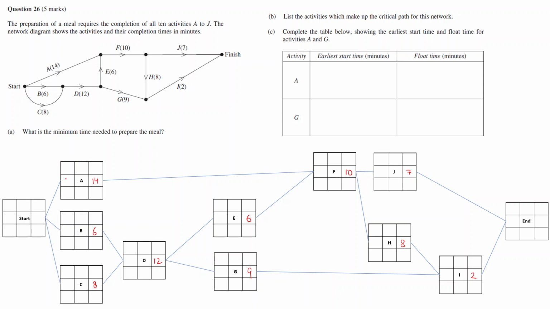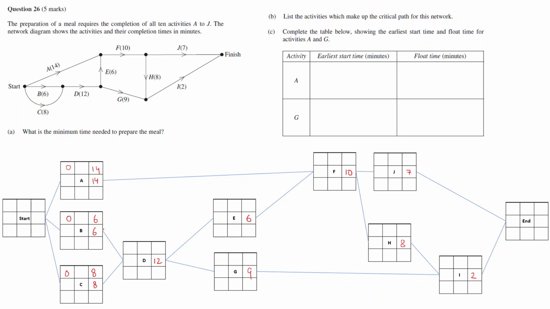This block is called earliest starting time, so that's the earliest you can start. Because these are initial activities, they cannot start before 0. So the starting activities are always 0, and all three get a 0 here. This is the earliest finish time. You add the earliest start time to how long the activity takes, and that gives you the earliest finish time. So 0 plus 14 is 14, 0 plus 6 is 6, 0 plus 8 is 8.